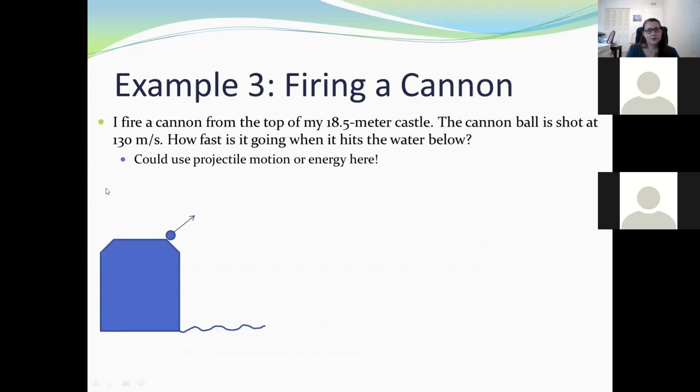So here's our castle with our cannonball and the water below. It'll follow this nice curved trajectory downward like we saw in chapter 3. And we're given that it's traveling at 130 meters per second initially. The height of our castle is 18.5 meters. And I am going to choose the water to be my 0 point.